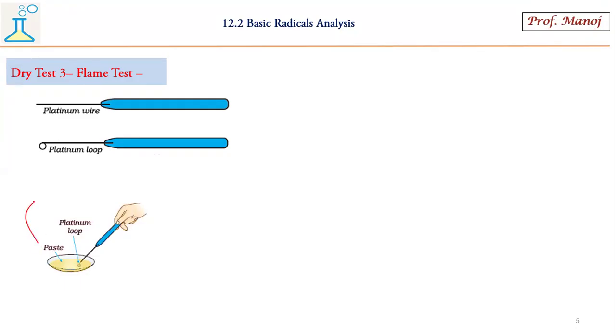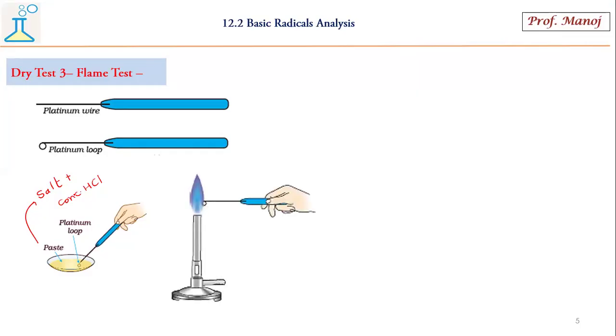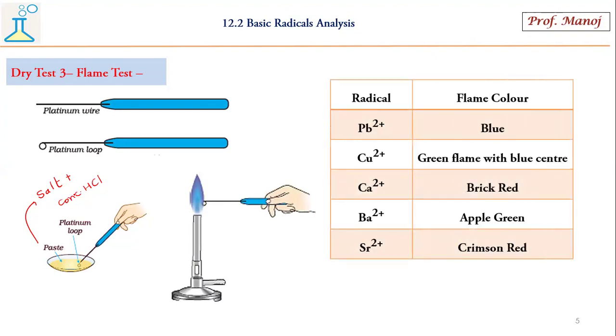The paste means your salt sample mixed with concentrated HCl. That's called a paste, and it is heated in the central portion of the flame. Depending on the radical, the flame changes color. Understand? We have to see the color of the flame, and that flame color tells you which radical might be present.